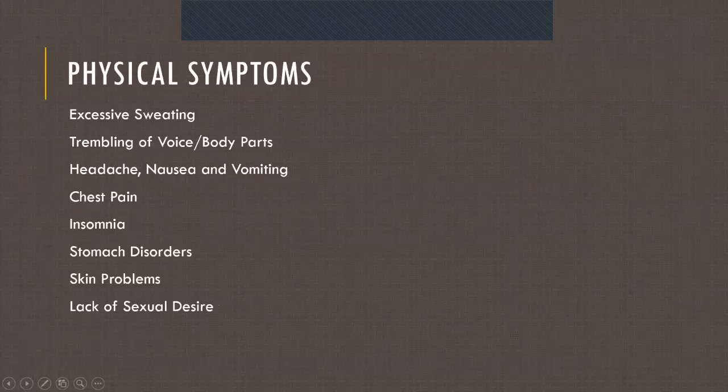The next one is trembling of voice or body parts. We see a lot of trembling of voice and body parts when someone is speaking. You can feel that the voice is trembling, and that can be a sign of stress. Sometimes even the body parts tremble. You can look at the fingers or the legs. If they're shaking, or if the fingers are trembling, then also you can make out that the person is in a stressful situation.